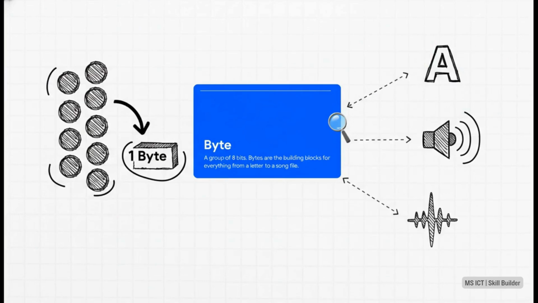Now, when you group 8 of these little bits together, you get what's called a byte. And bytes, well, bytes are where the action is. A single letter on your screen, like the letter A, that's usually 1 byte. An entire song file, we're talking millions of bytes. This is exactly how we build up all that complexity from something so simple.